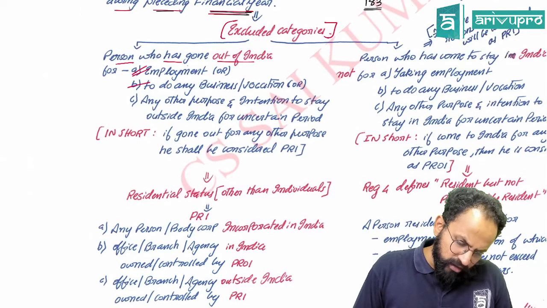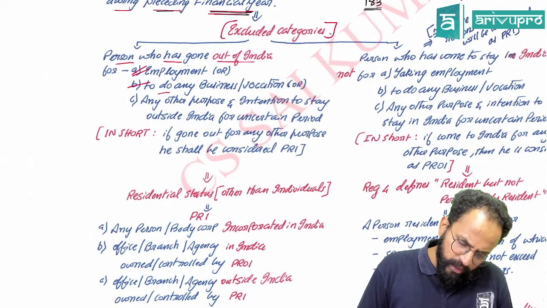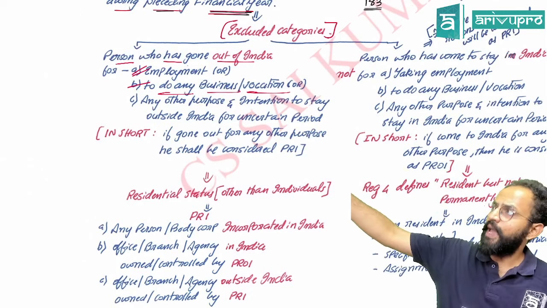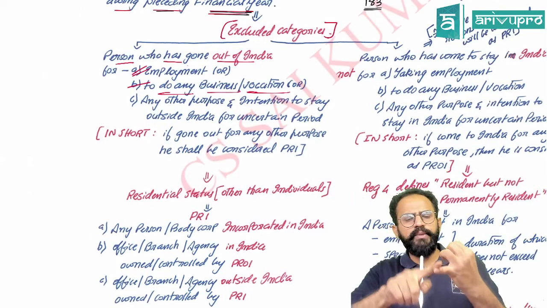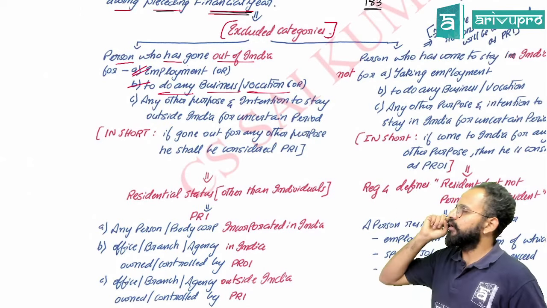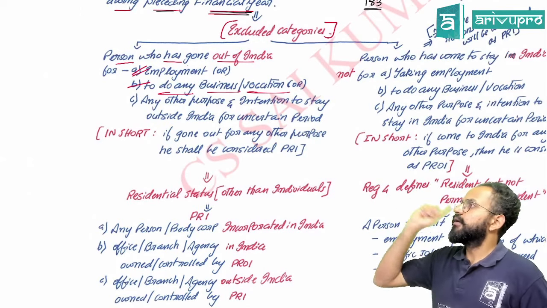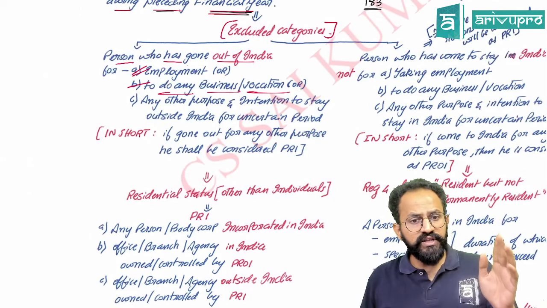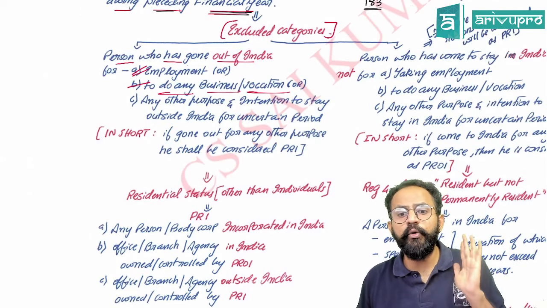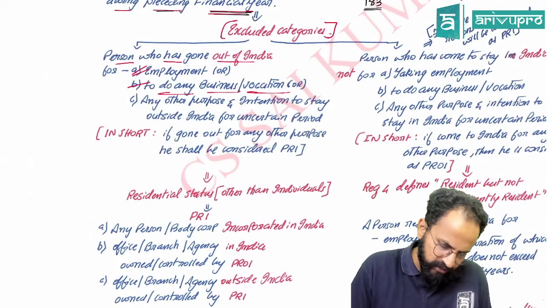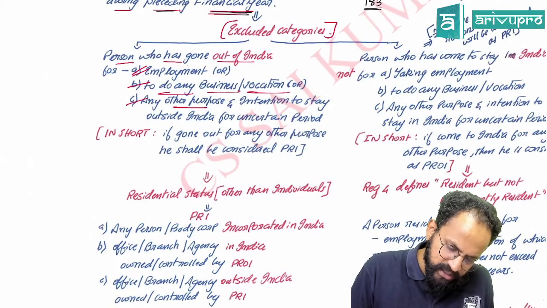Next one. Sir, you are going out of India to do any business or occupation, profession. So remember three things: employment, business, occupation. Occupation means profession. So you are going out of India in the current year for business, employment or occupation, profession. If you are going for any of these things, you will be considered a PROI only. That is, you are not included in PRI. You are excluded. That means you are a PROI. Clear? Third one: any other purpose and intention to stay outside India for an uncertain period.